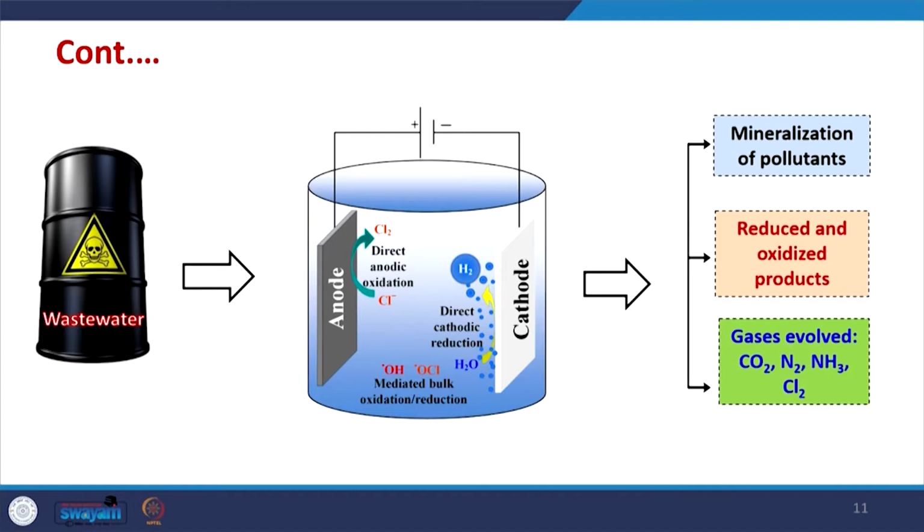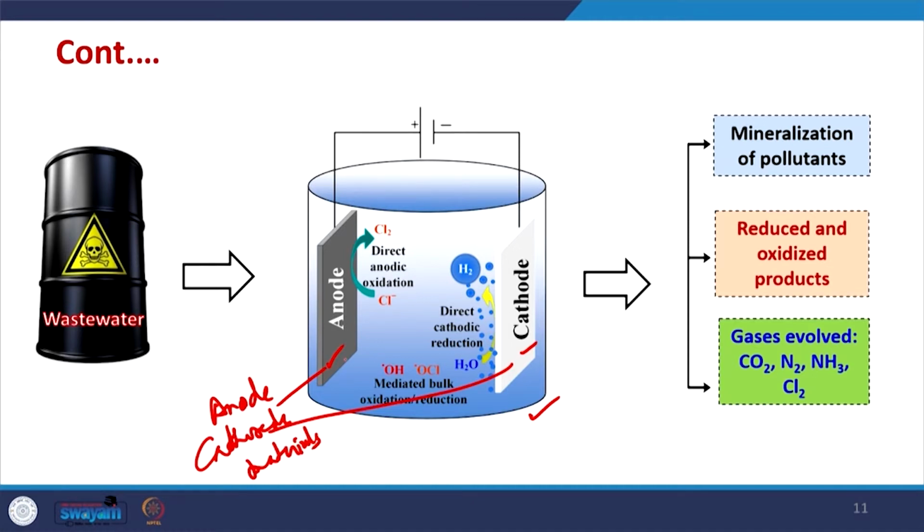Here a diagram is given. We have a reactor in which an anode and a cathode are present. What the different anode materials and cathode materials are, and how to choose them, we will understand later, because a lot of background is required for that.